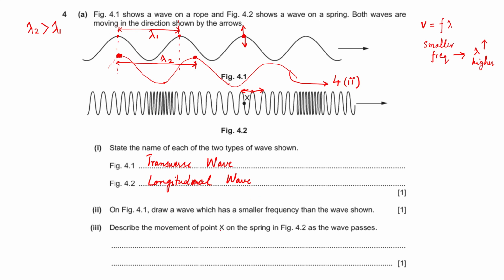So describe the movement of point X on the spring as shown as the wave passes. So the point X will move in this direction and in this direction. So as the wave passes, it keeps on oscillating in this right left fashion, or you can say parallel to the direction of force, or you can also say back and forth.